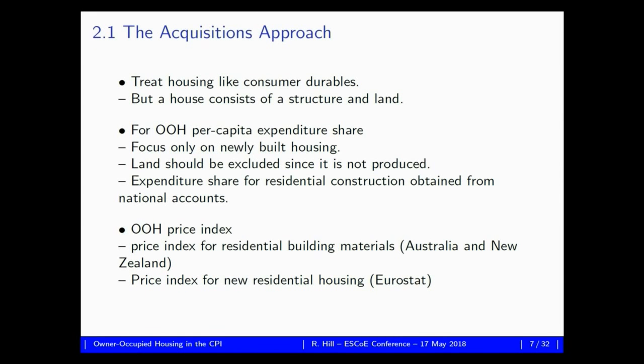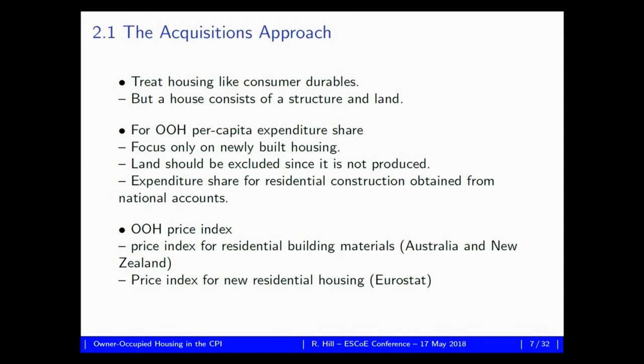I have to say we're not fans of the acquisitions approach, which is part of what got us into this topic. With the acquisitions approach, you want to treat housing like any other consumer durable, like a car. So you include new cars, you exclude second-hand cars. The same principle with houses: you'd include new houses, you exclude second-hand transactions of existing houses. But housing is different from typical consumer durables because you've got two parts to it. You've got the structure and the land. And the idea here is you want to include the structure and exclude the land because the land is not produced.